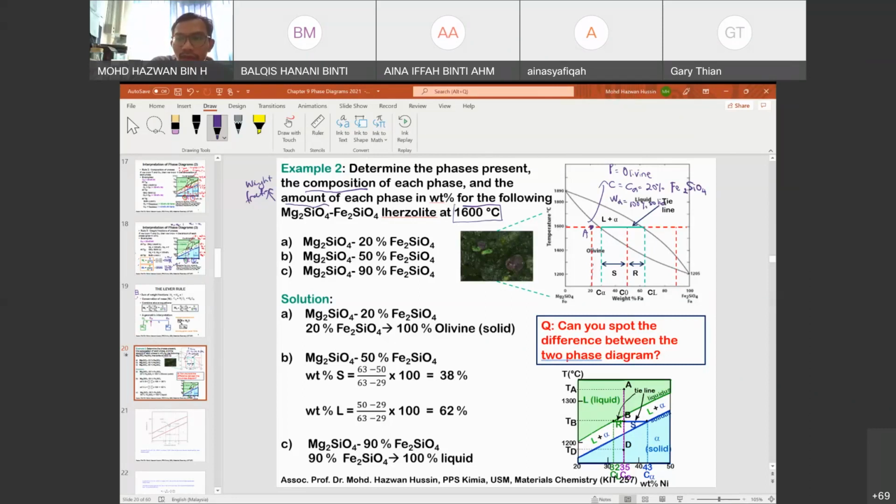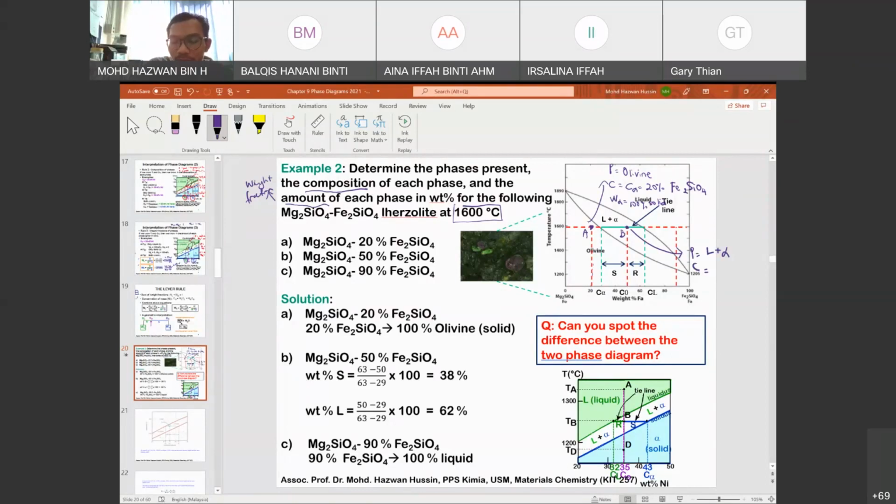Okay. Right. So now, Irsalina, have you finished? Yes, doctor. For the phase, it is liquid and solid at 1600 degrees Celsius. Liquid plus alpha. Okay. Composition? 50%. 50%. Really?